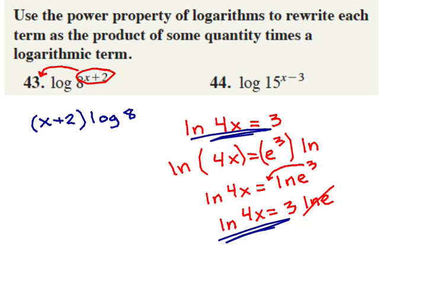Okay, so something like number 45 or 44, you would just grab that quantity and you can move it out front. So this becomes the quantity x minus 3 times log of 15. So that's one of those things that will help us actually solve a lot of things that aren't quite as nice, things that have weird bases and stuff like that. So, all right.